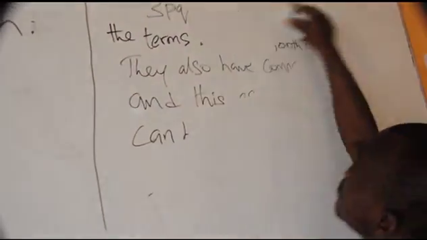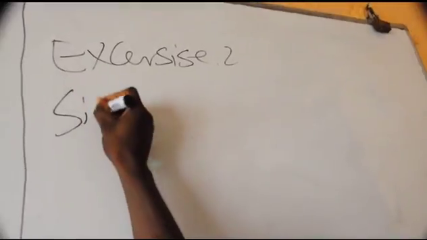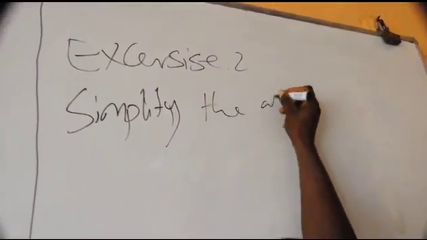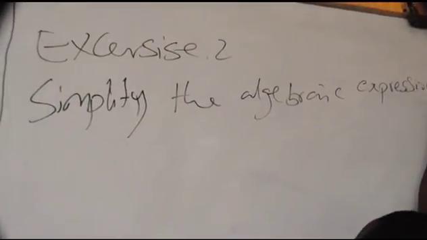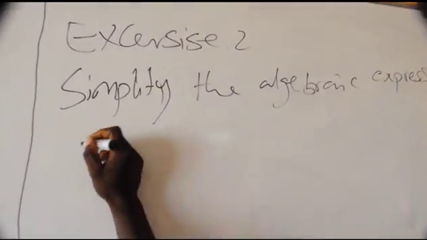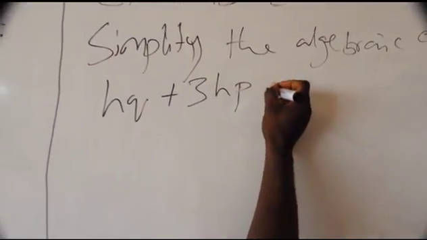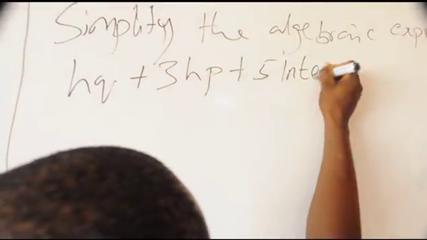Exercise 2. Exercise 2 says, simplify the algebraic expression HQ plus 3HP plus 5 enter.